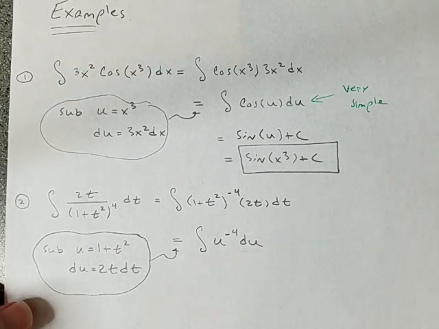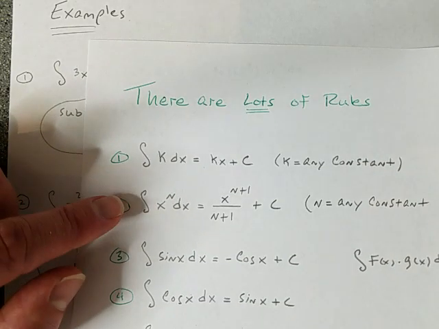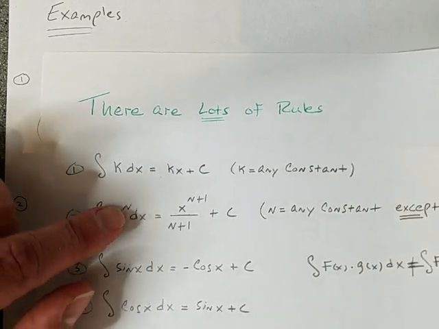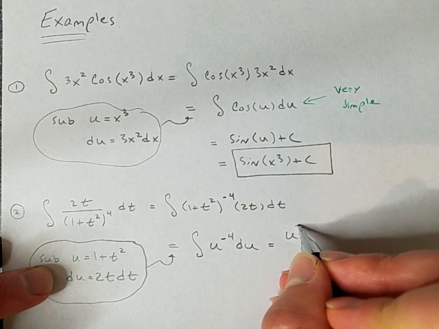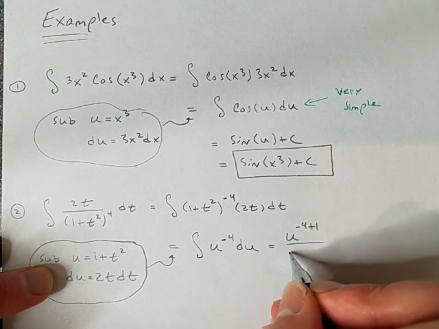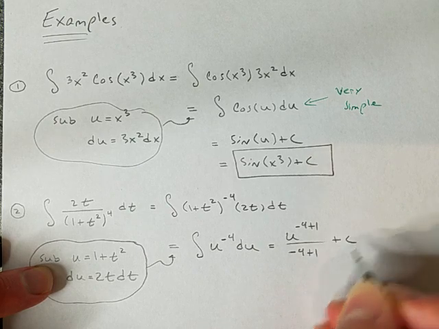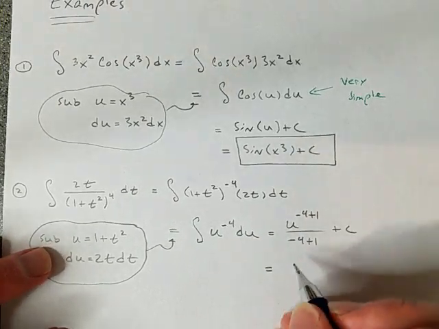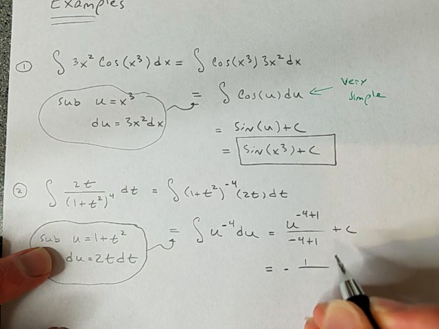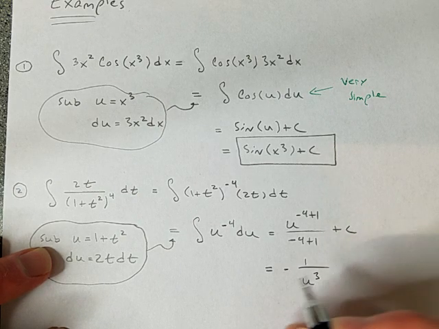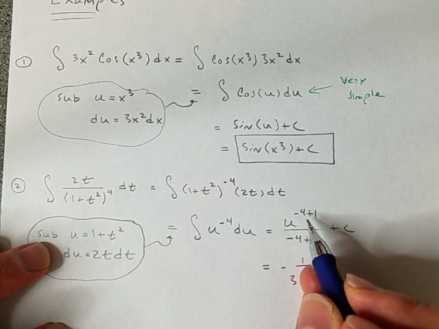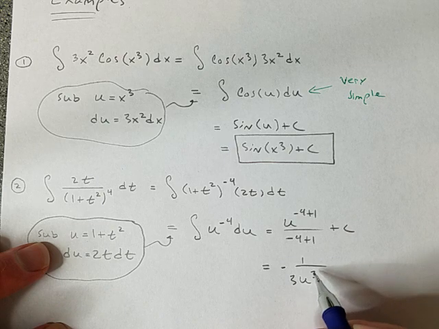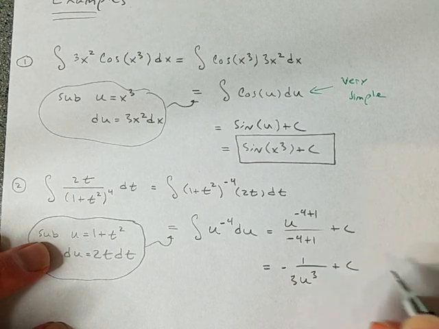What's the antiderivative of u to the minus 4 power? Well, that falls under this rule right here. X to the n power, n is some constant, except negative 1. So that would be done this way. U to the negative 4 plus 1 over negative 4 plus 1 plus c. Or let's do negative 1 over 3u to the 3rd power, right? So that's a negative 3, that's a negative 3, 3 down there. Exponent's positive, plus c. Okay?